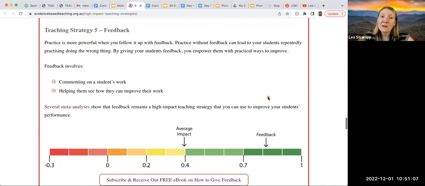Strategy 5 is feedback. The way that we give our students feedback is really important. So making sure that that feedback is timely, that way they're able to make those changes in real time. And then also making sure that the feedback is specific.